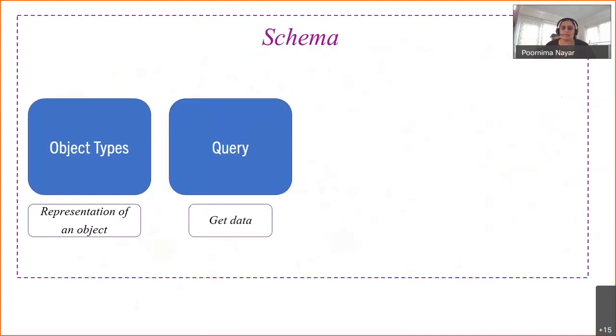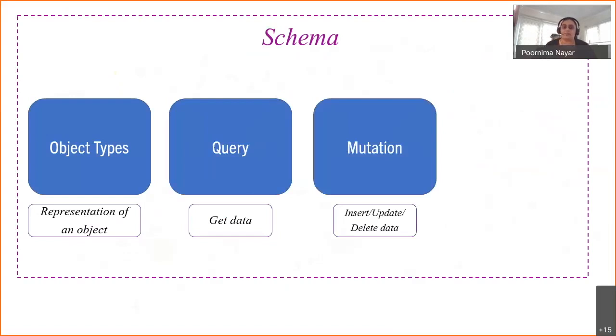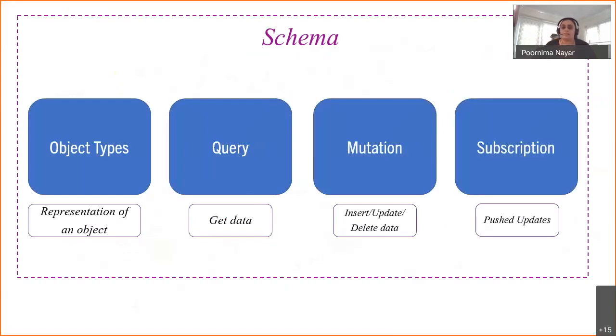The next type in the schema is the query type. It's one of those weird terminologies, because query is a type in the schema, and I also use queries to query the data. Query is a type used to get the data from your endpoint, and mutation helps you insert, delete, or update data. And then you have the subscription type, an operation type for pushed updates. So I can subscribe to updates on my data on the GraphQL endpoint using subscription. Query, mutation, subscription are all operation types, but still schema types.